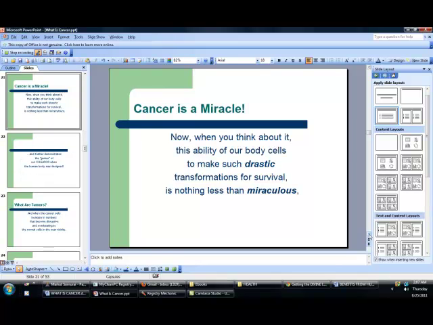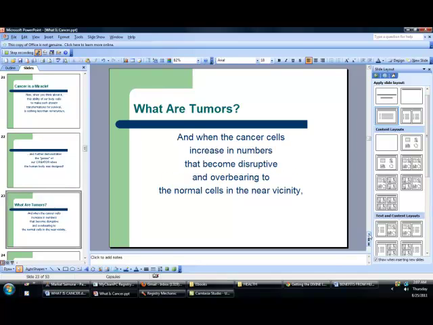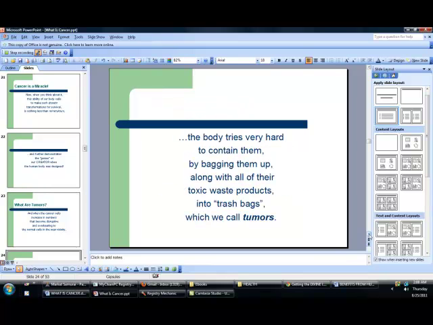Now, when you think about it, this ability of our body cells to make such drastic transformations for survival is nothing less than miraculous, and further demonstrates the genius of our Creator when the human body was designed. And when the cancer cells increase in numbers and become disruptive and overbearing to the normal cells in the near vicinity, the body tries very hard to contain them by bagging them up, along with all of their toxic waste products, into trash bags, which we call tumors.